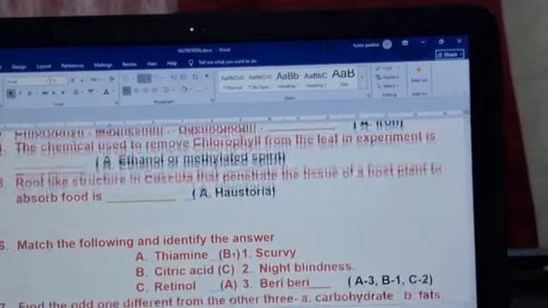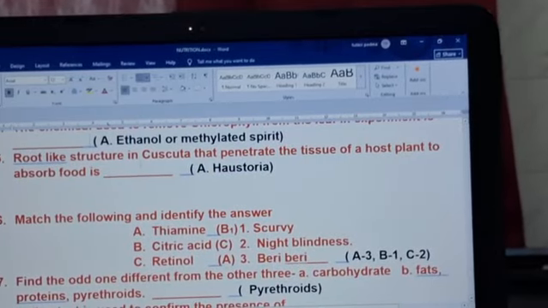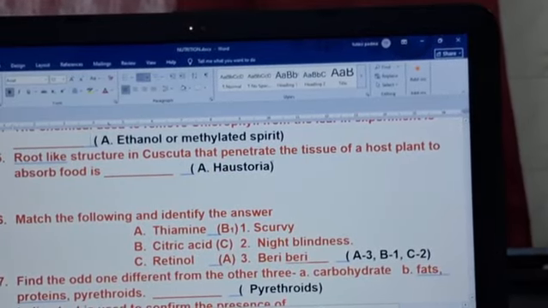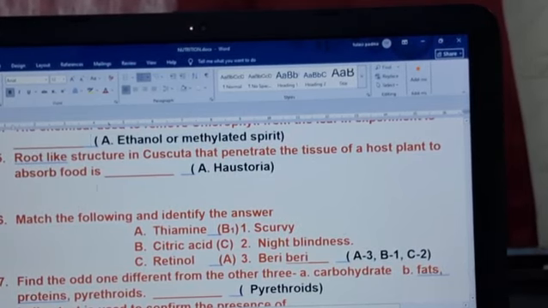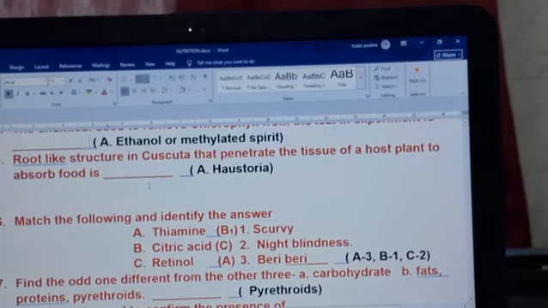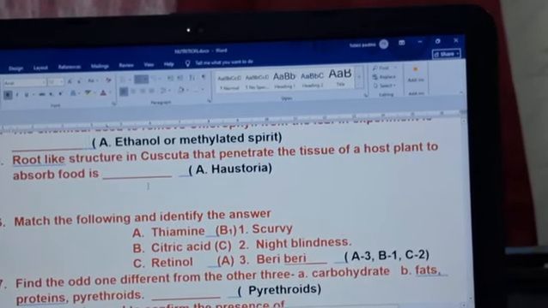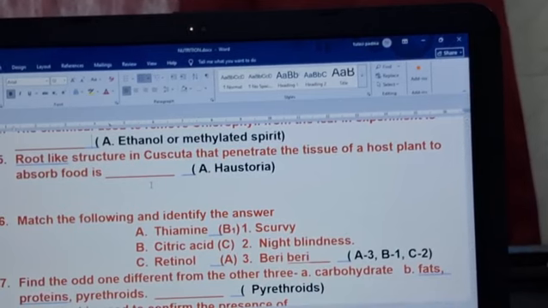Okay. Next, fifth one, root-like structures in Cuscuta that penetrate the tissue of the host plant to absorb food. I have even explained it with the figure, children. So that is nothing but Haustoria.